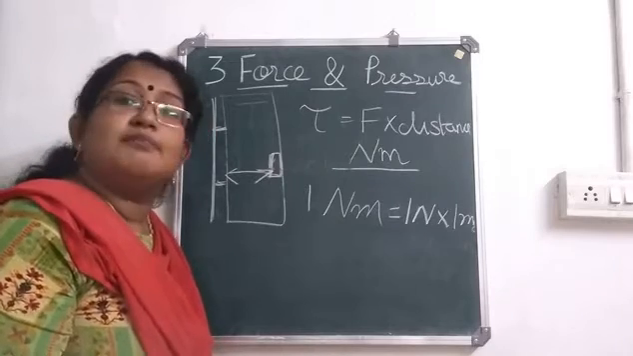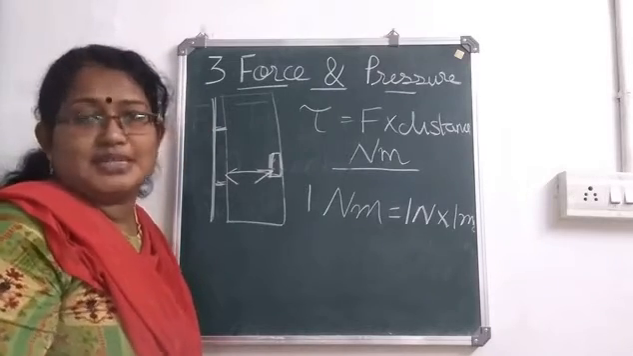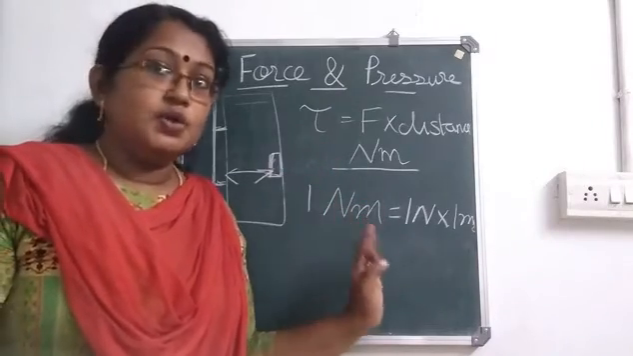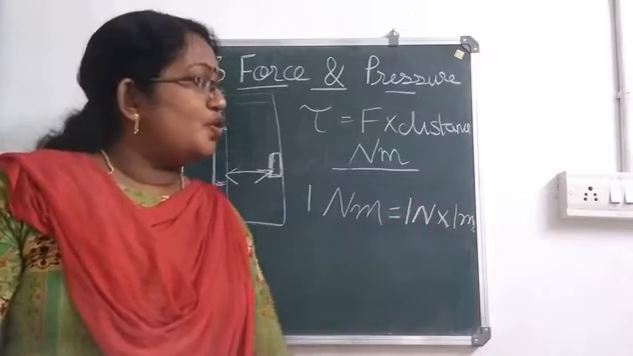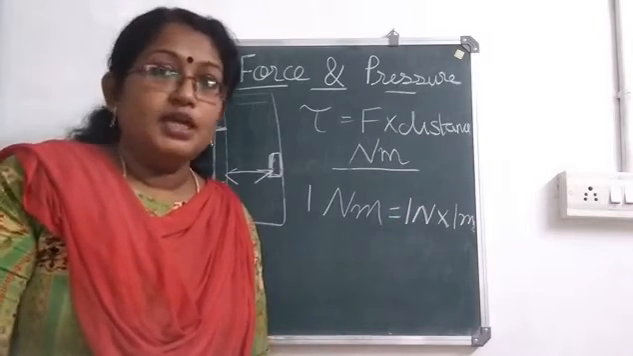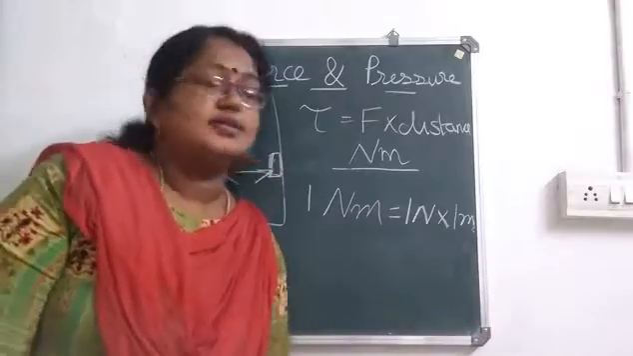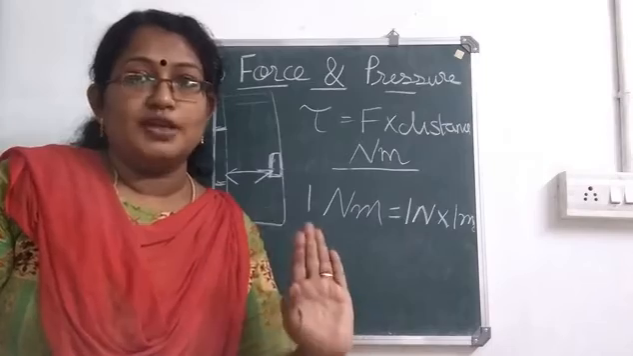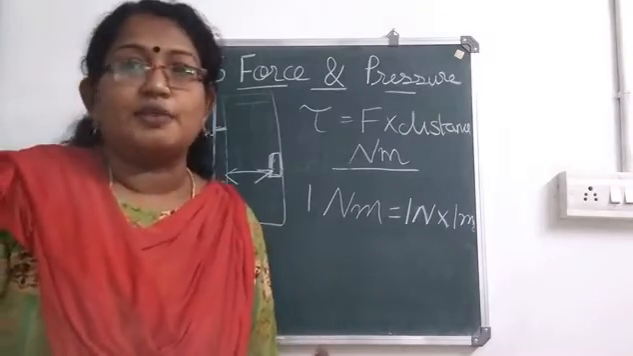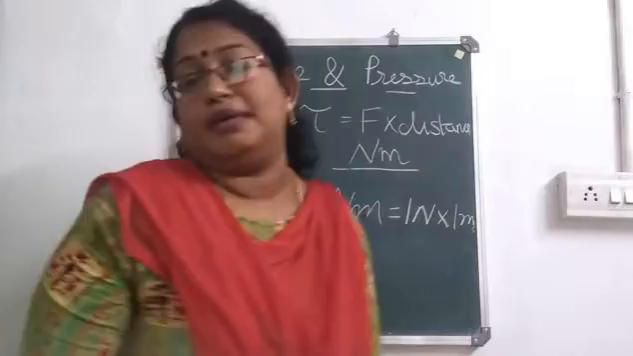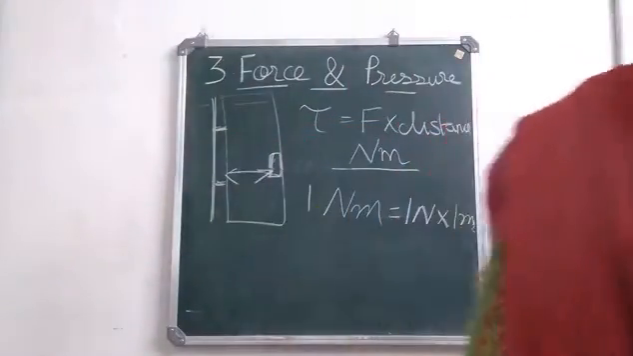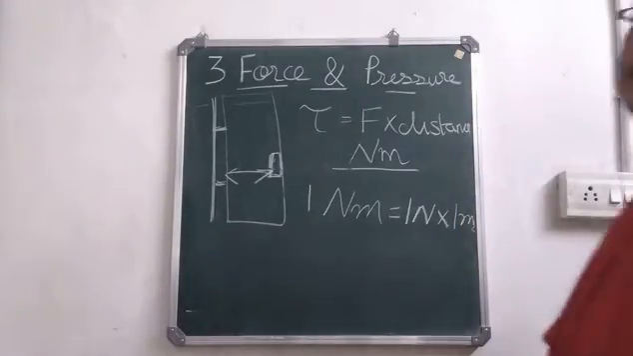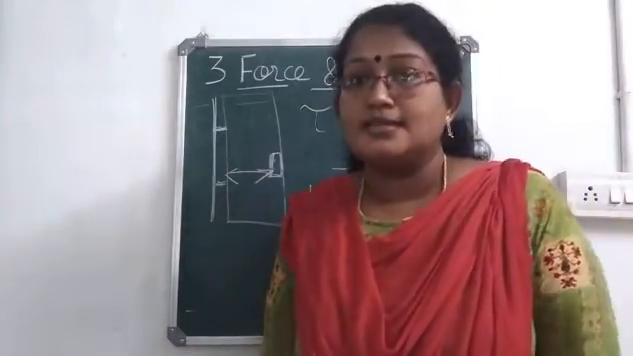So from this we can make a definition for 1 Newton meter. 1 Newton meter is the torque produced if 1 Newton of force acts on a body to move it through a distance of 1 meter. If 1 Newton of force acts on a body to move it through 1 meter, then the turning effect produced there will be 1 Newton meter. This is how we will define the unit. Okay, so this is very important. What is Newton meter? Hope it is clear for you.